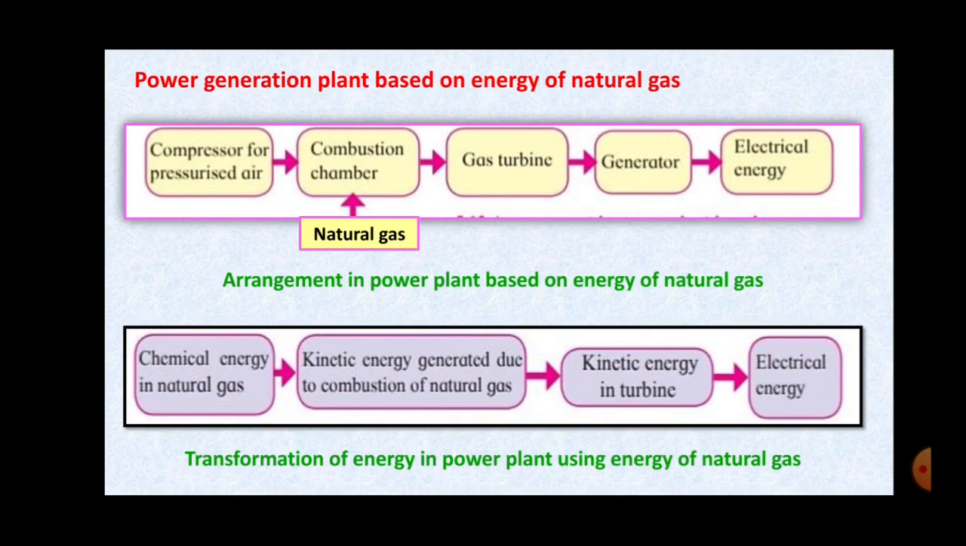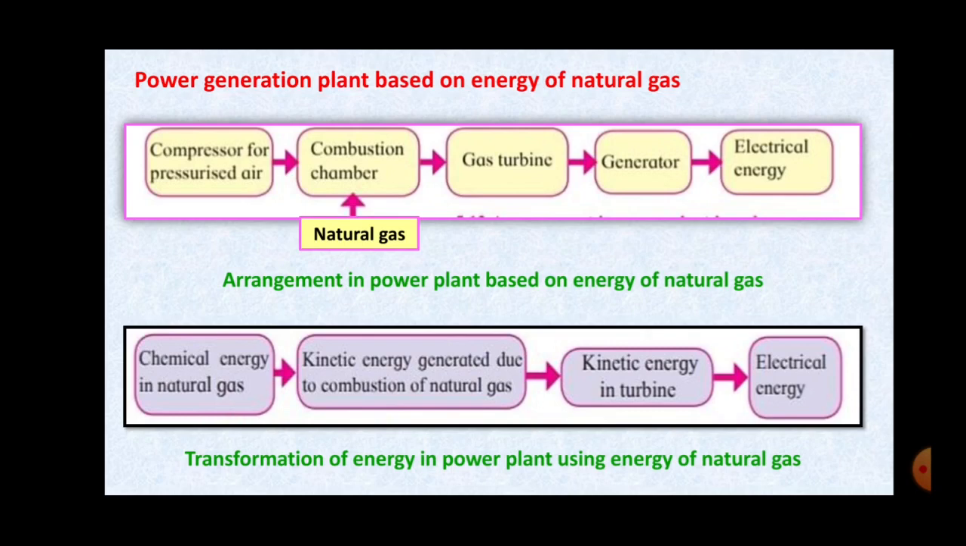And this high temperature and pressure is generated by the compressed natural gas. Okay. Then in the combustion chamber, the natural gas at a very high temperature and pressure starts rotating the turbine. The turbine rotates the generator, and in turn electrical energy is generated. The transformation of energy is: chemical energy present in the natural gas, kinetic energy generated due to combustion of natural gas, kinetic energy in the turbine rotates the generator, and electrical energy is generated.